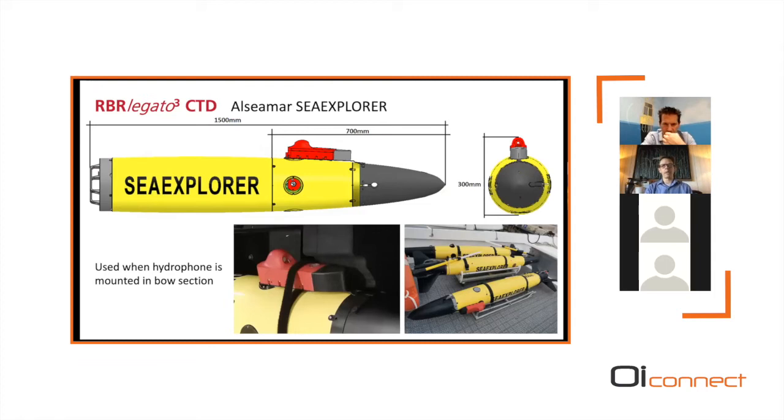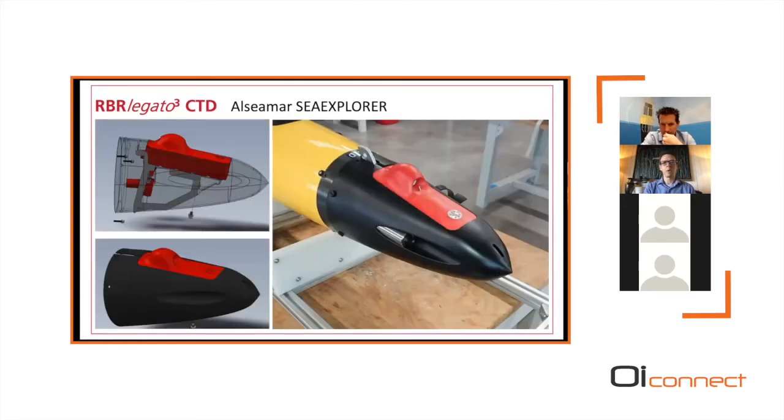Again, it has been integrated into the Alseamar SeaExplorer, both as a little backpack when you have hydrophones mounted in the bow section, as well as right on the nose. And in this case, you see it mounted also with an optode. I believe that is the RBR Coda TODO. And it has been deployed by a number of teams already on the SeaExplorer as well.